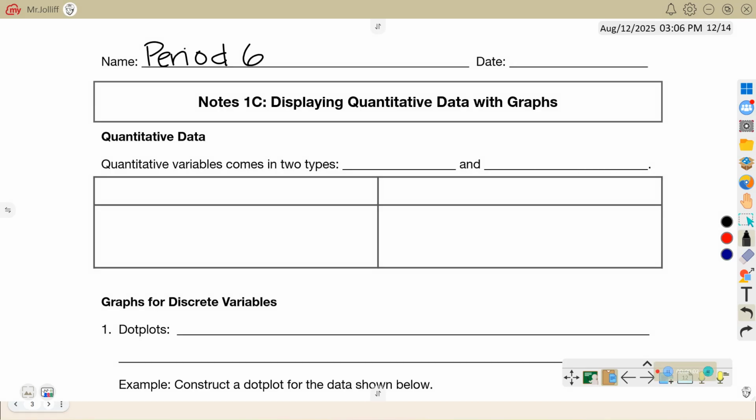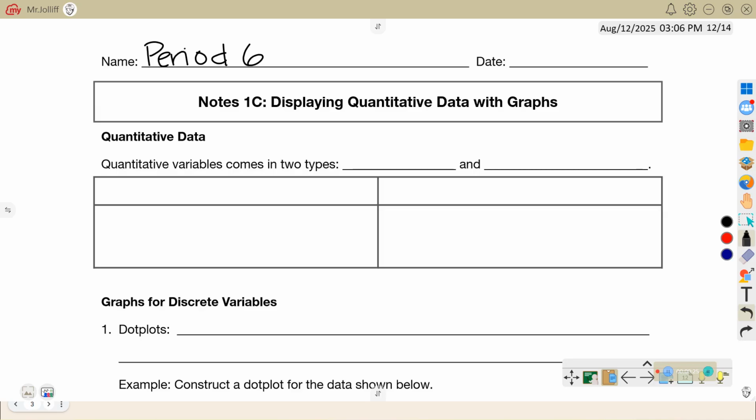Okay. So, like I mentioned, we're doing the same thing for quantitative data that we did for categorical data. Yesterday, we learned about tables and graphs. We're going to do the same thing for quantitative data, tables and graphs, but we're going to do it backwards. I'm going to start with the graphs, and then go back to the tables on Friday.